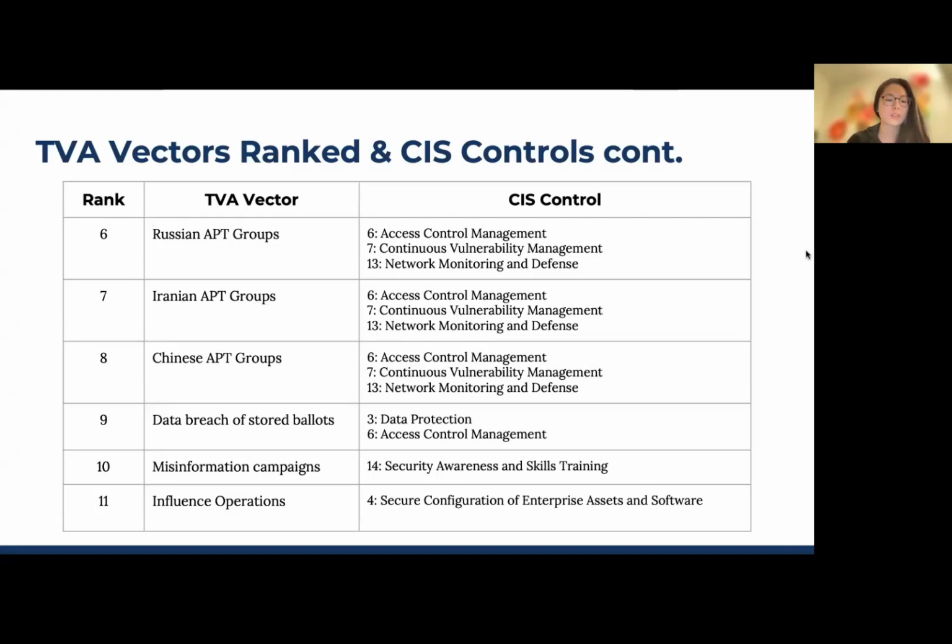The next 3 vectors are foreign APT groups from Russia, Iran, and China. We see a high reduction of risk through the implementation of a few controls. The first is Control 6, Access Control Management, Control 7, Continuous Vulnerability Management, and Control 13, Network Monitoring and Defense.